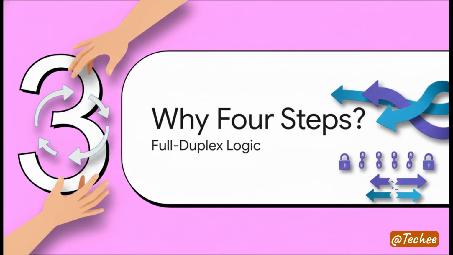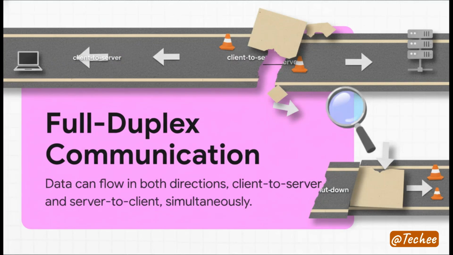Now this brings up a really good question. If setting up a connection takes a 3-way handshake, why does tearing it down take 4 steps? Well, the answer is baked right into the nature of TCP itself. You see, TCP gives us what's called full-duplex communication. The best way to picture this is like a 2-lane highway. Traffic can flow from the client to the server in one lane and from the server back to the client in the other at the exact same time. They're completely independent. And because those 2 streams of data are independent, they have to be shut down independently. You've got to close one lane of traffic, and then you close the other.